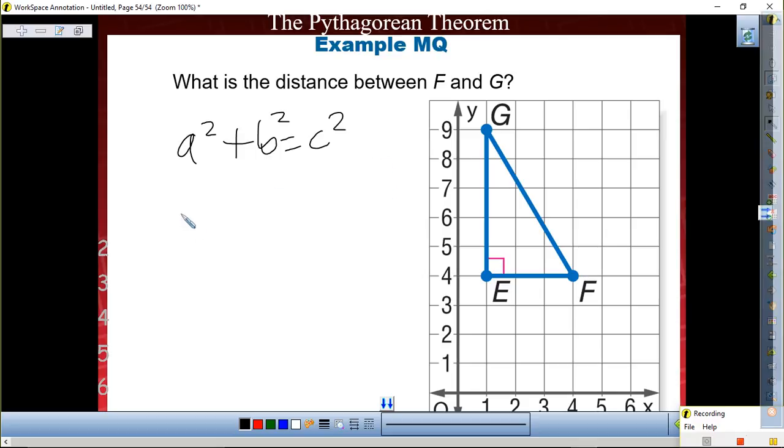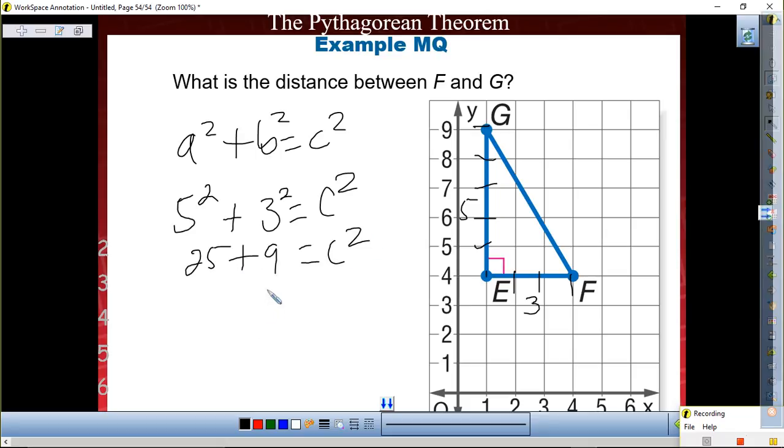What is A? 5, that is correct. 5 squared. Plus, what is B? 3 squared. Let's see, how did we get that? From here to here. 1, 2, 3, 4, 5. All right. From here to here. 1, 2, 3. All right. Equals C squared. So what is 5 squared? 25. What is 3 squared? 9 equals C squared. This is 34 equals C squared.